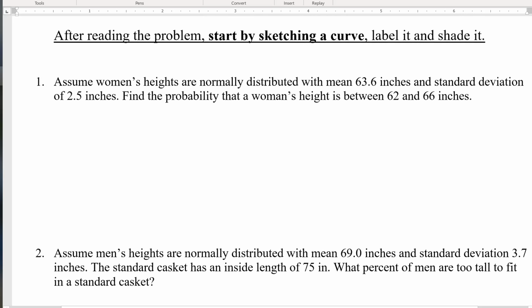So here's what we're going to do. Assuming women's heights are normally distributed with a mean of 63.6 and standard deviation of 2.5, find the probability women's height is between 62 and 66 inches. So we're going to start by drawing out the picture.